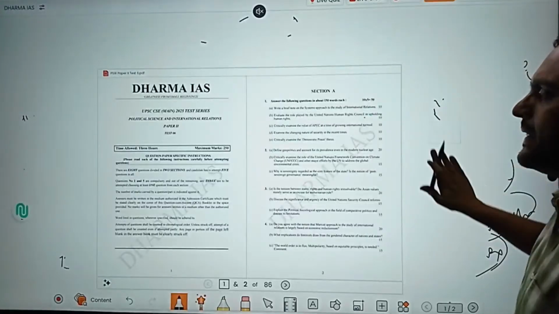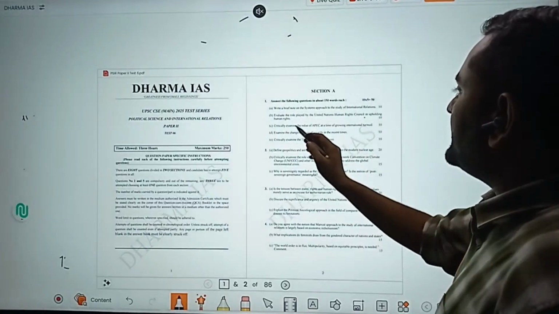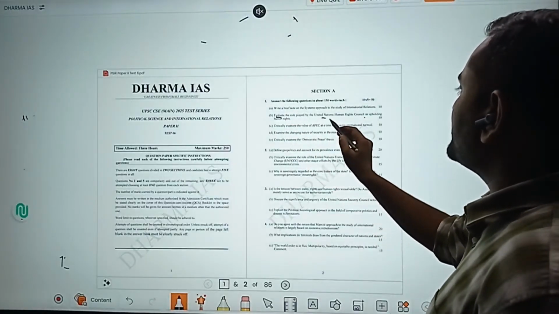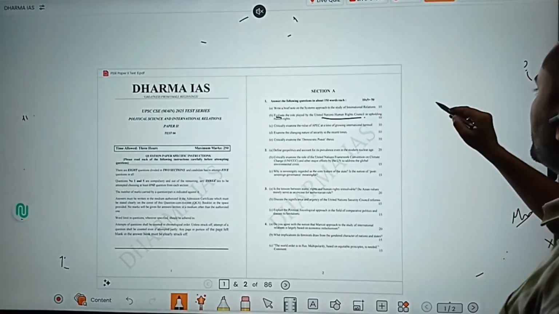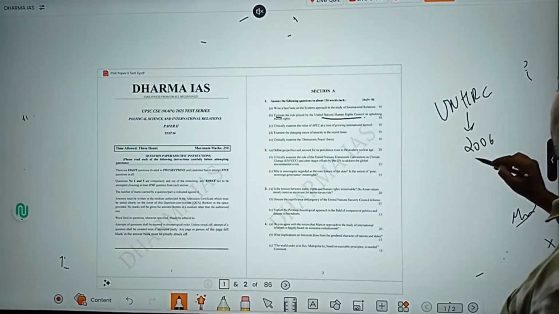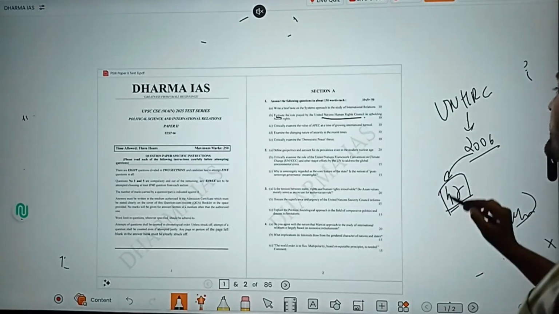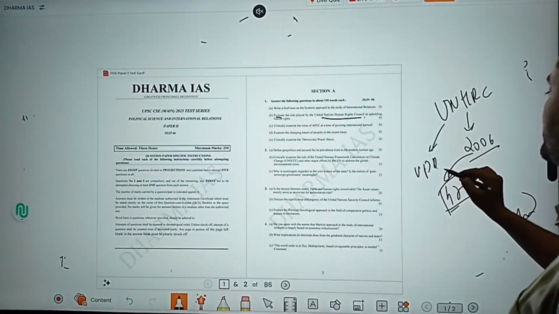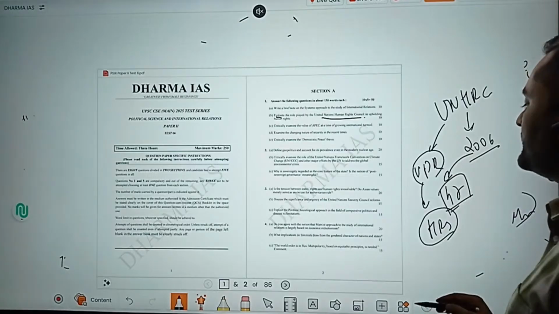Brief note on systems approach to the study of international relations. The next one is: evaluate the role played by the United Nations Human Rights Council in upholding human rights. The United Nations Human Rights Council was established in 2006, with 47 members. Okay, you can mention that. The Universal Periodic Review in the context of human rights violations, you can mention that.